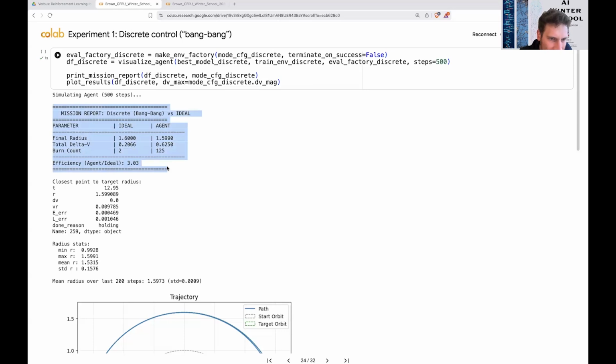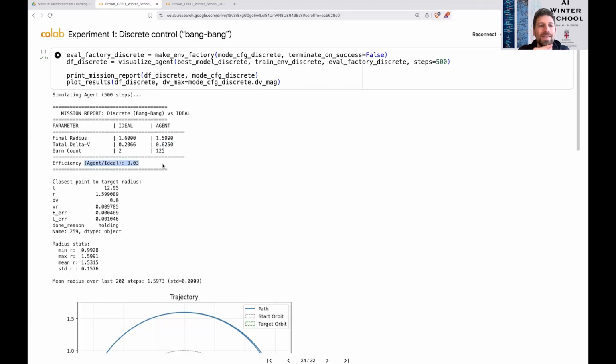This table is interesting. This is the mission report, and the ideal is again that analytic Hohmann solution, where the final radius is exactly what we would specify. This is the minimum delta V possible, and it's only 2 burns. Our agent got to the radius, so that's good. It was a little bit inefficient, so it took 3 times the amount of fuel compared to the ideal, and it did a lot more burns.